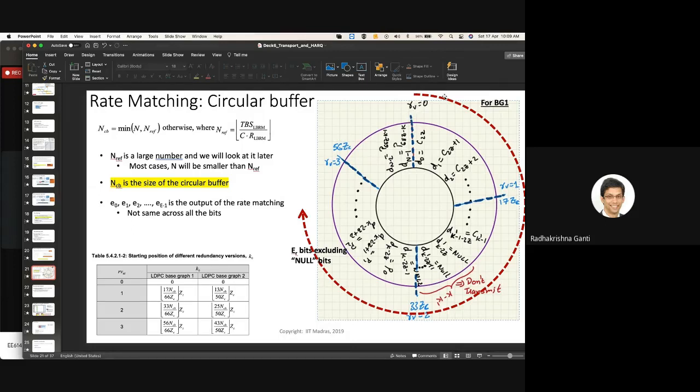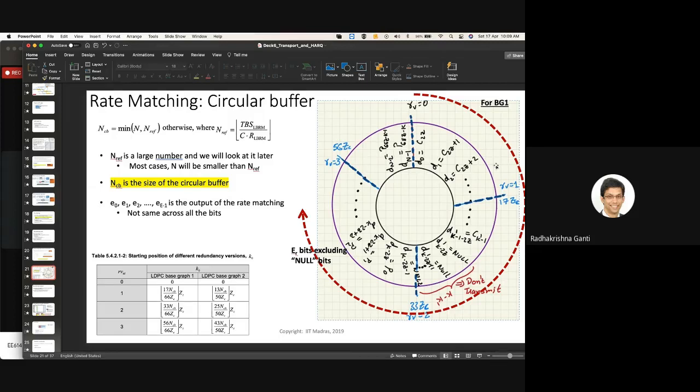Then what you do is you go around the circle one more time. You might have to go a little bit here. So you are transmitting a greater number of parity bits and more of the same data bits again. Okay. So effectively your code rate will increase or decrease based on this rate matching. That is one thing that you should tell.